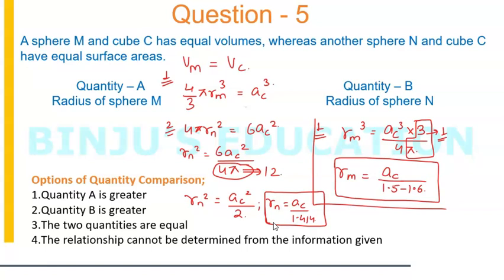The denominator for Rm is greater, which means the overall value of Rm will be smaller. So one thing is for sure that Rm, that is the radius of sphere M, will definitely be less than the radius of sphere N. Since the denominator of Rn is smaller, the overall value will be larger. So if you have to compare the two things, we can say that the radius of sphere N is greater, which means quantity B is greater, and hence 2 is our answer.